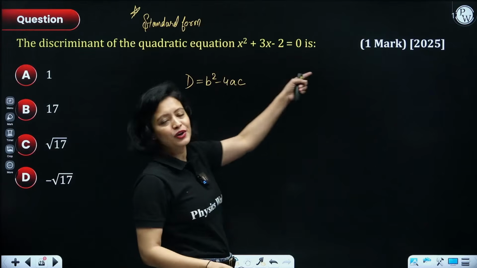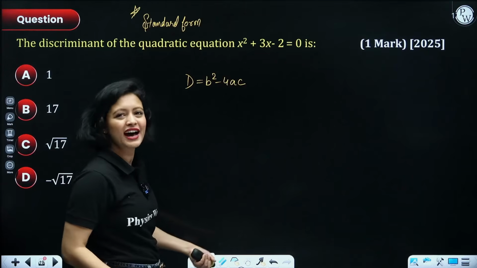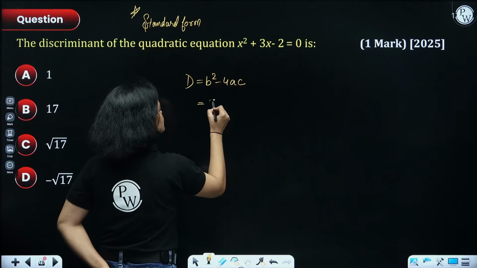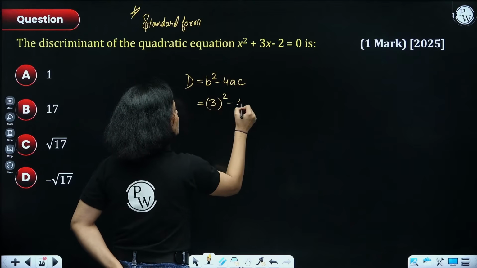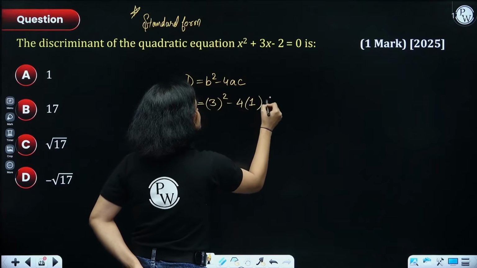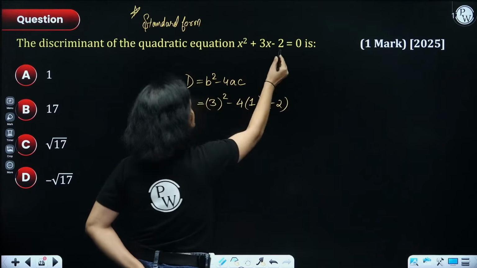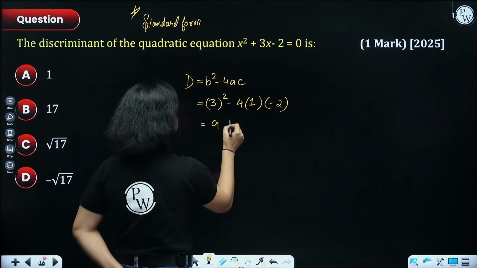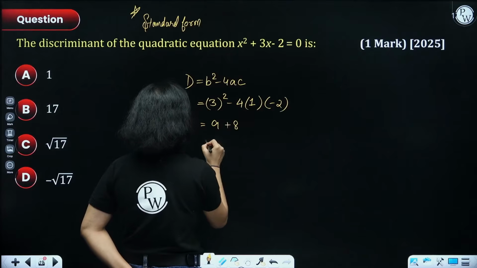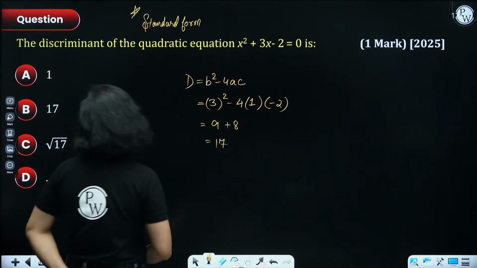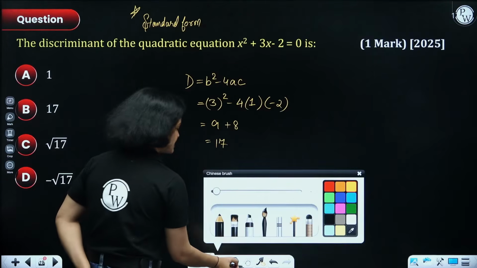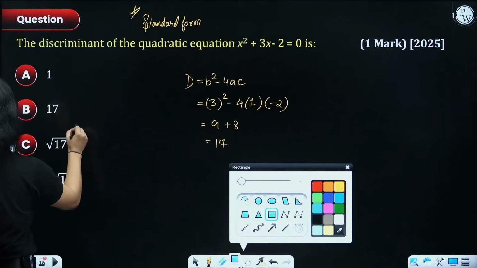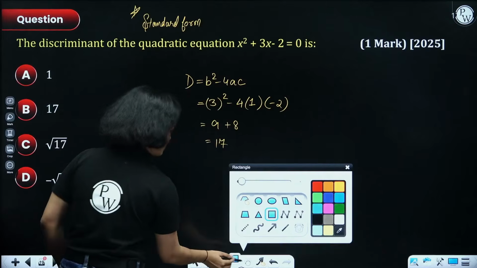Okay? Here the equation already is in standard form. Good for us. So yes, let's see what we'll get. B is 3, everyone. So 3 square minus 4. A is 1, everyone. And C is minus 2. Can you see C is minus 2? Right? So here we'll get 9 plus 8. That is equal to 17. What's the answer, everyone? The answer is 17. Let's mark that right now. Option number B.